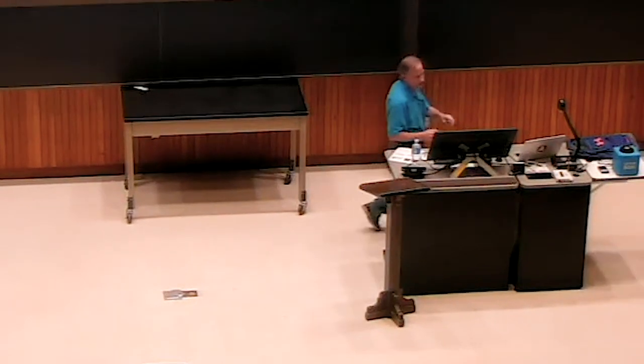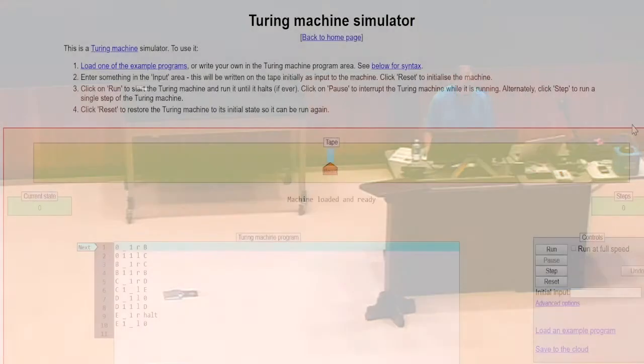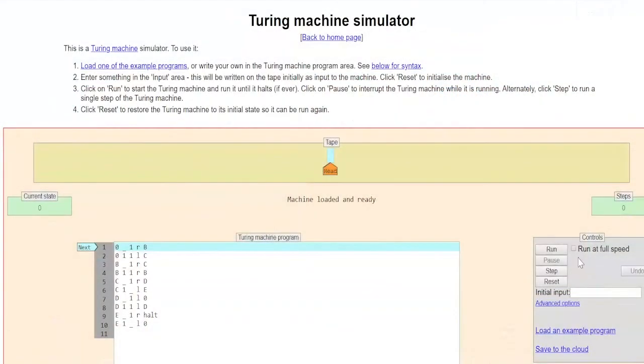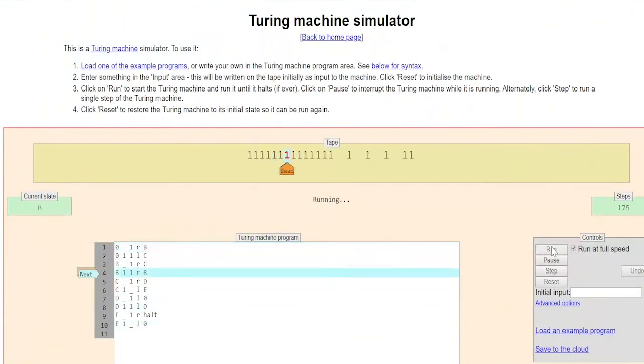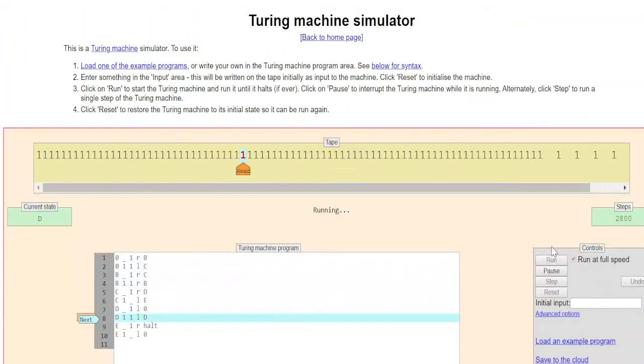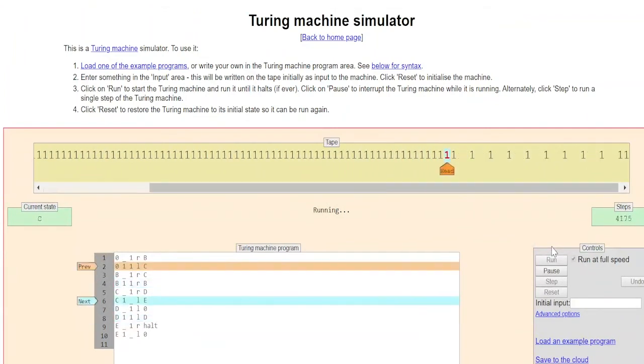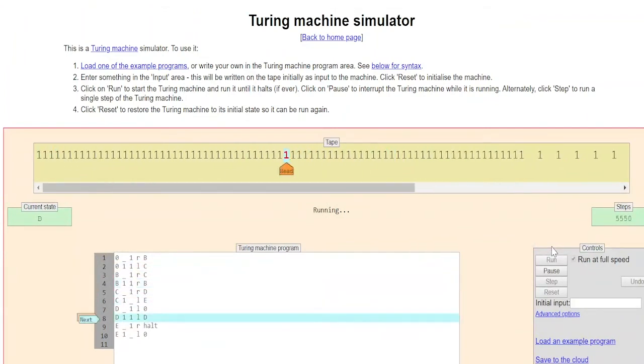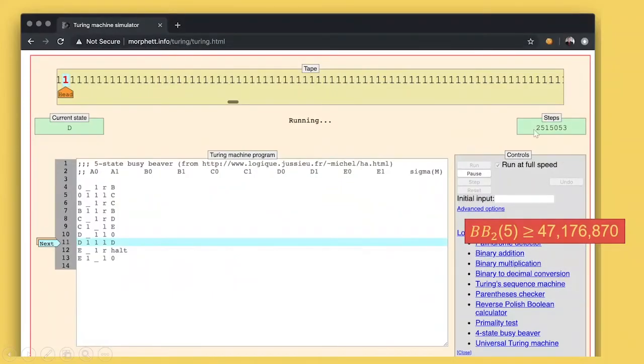Okay. So what if we add another state? How long do we think it's going to run for? Should we try it? We have a five-state machine, and we will start that one running. Okay, so this one's running a little faster. We only have one more state, still two symbols. I started this one running in my office last week. It's still running. This is how far it got in my office. It got up to about 2.5 million.